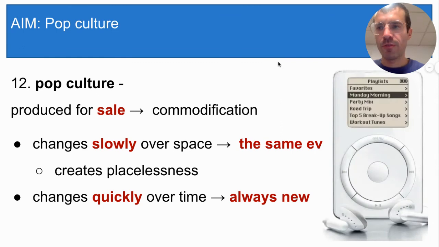Here's a picture of the first Apple iPod, which was released in 2001. It was bought by millions of people around the world. The iPod was a major pop culture trait of the early 2000s. But now, just 20 years later, nobody really uses iPods. They've been replaced by iPhones and other devices. So in the early 2000s, the iPod revolutionized the way people listen to music, and then, just a few years later, it was gone. This is what I mean when I say that pop culture changes quickly over time.